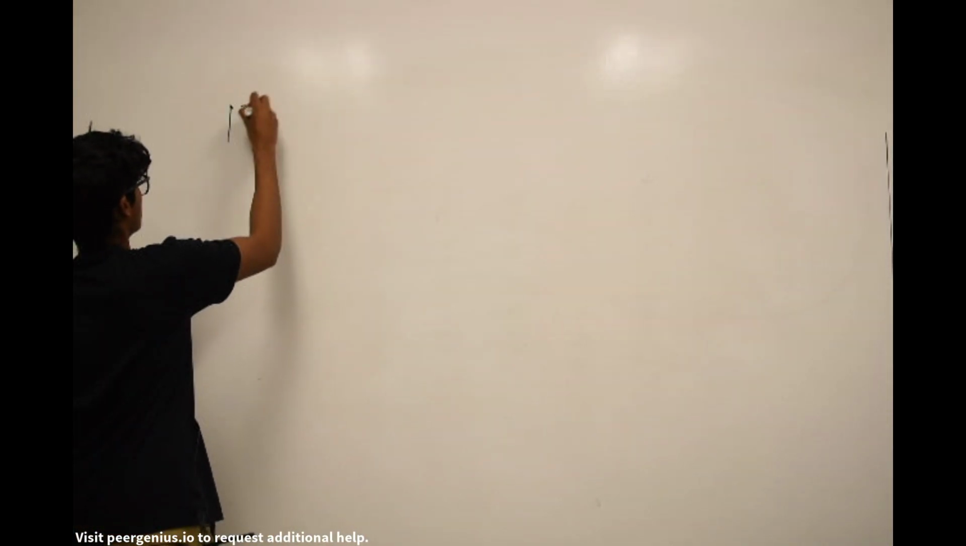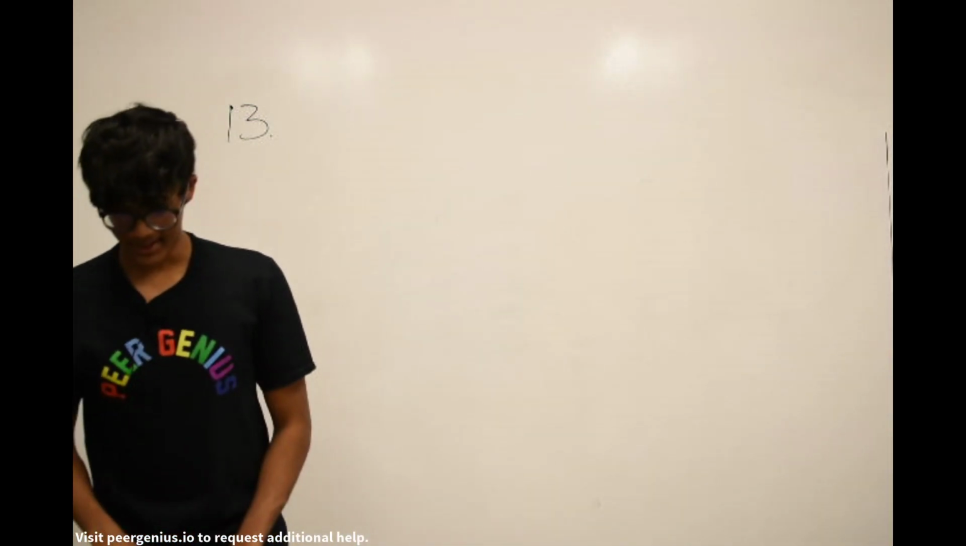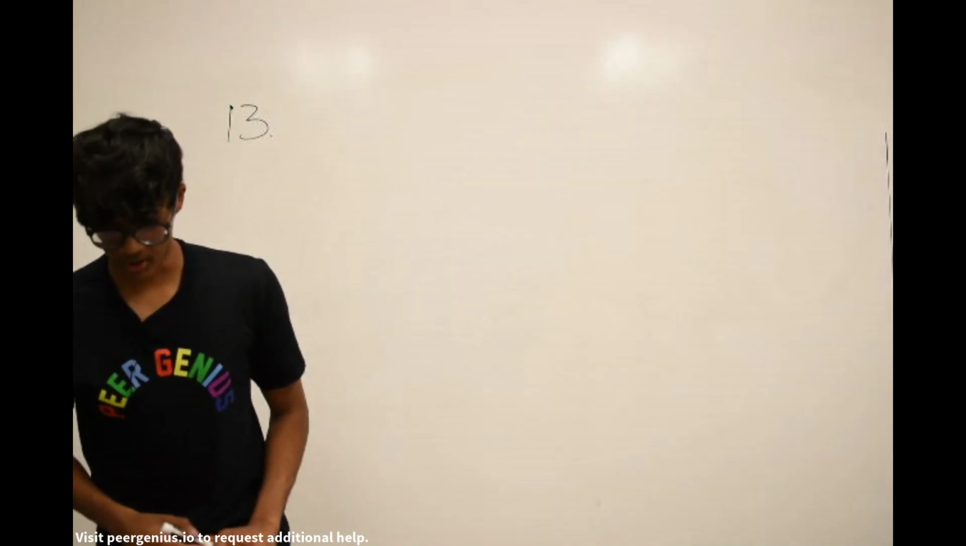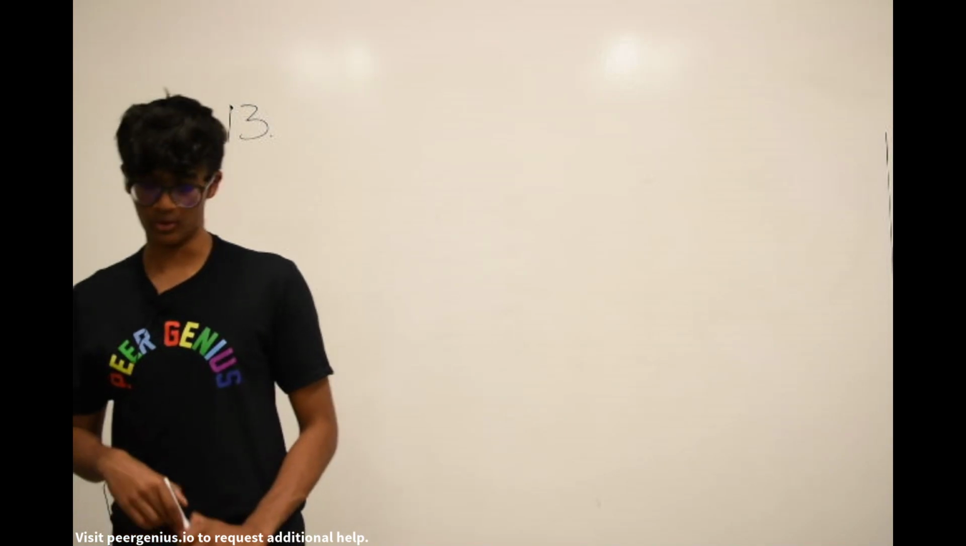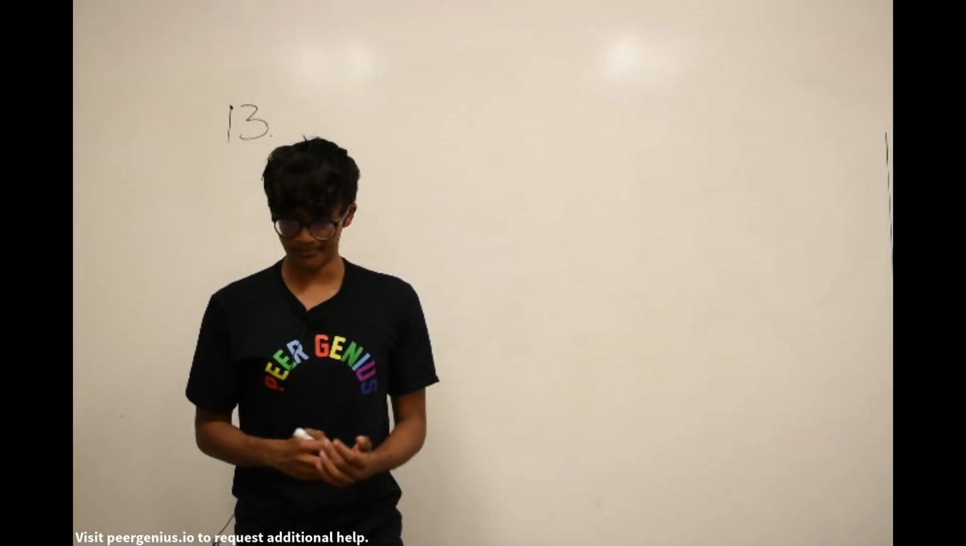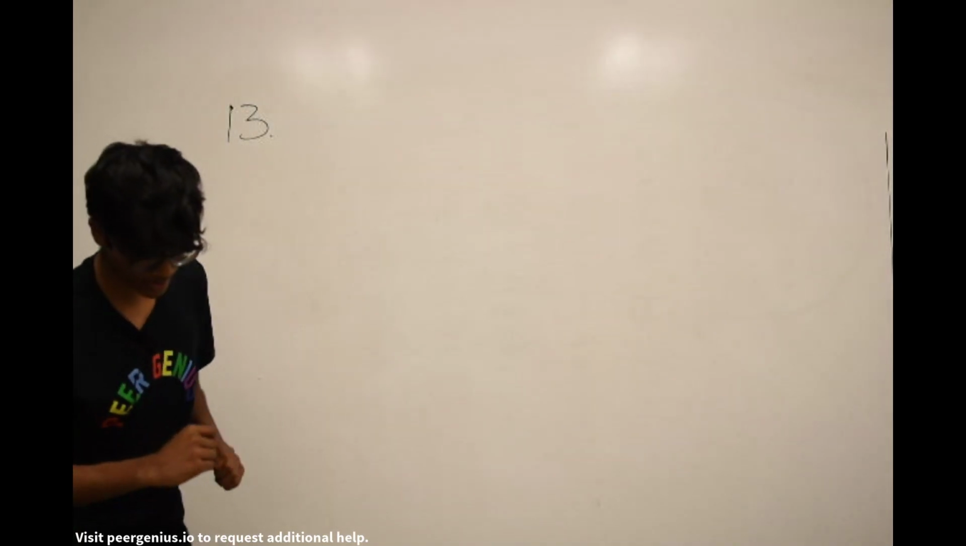Okay, so number 13. The lengths of the three sides of a triangle are 16, 30, and 34 respectively. Which number is closest to the shortest altitude of the triangle? Okay, so the first time I did this problem, I didn't recognize that this is actually a right triangle.